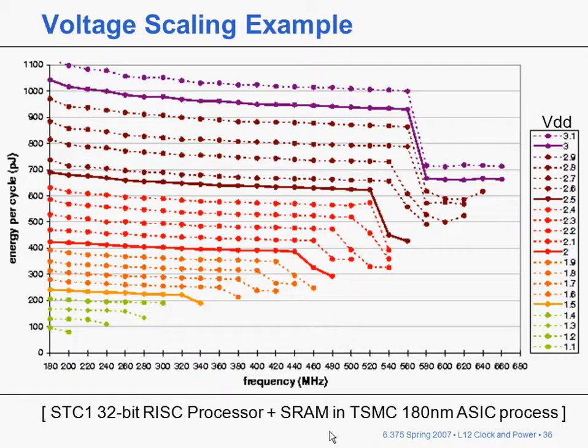And this was for slightly more modern stuff than we saw previously. It was a 32-bit RISC processor in a TSMC 180 nanometer ASIC process.